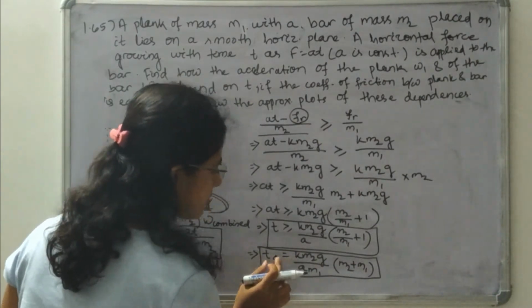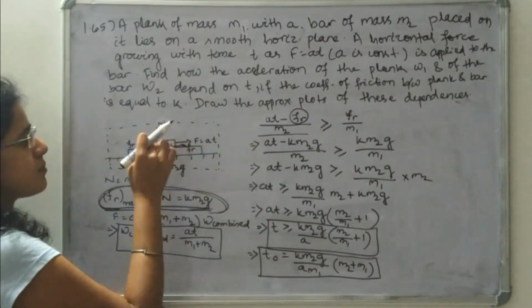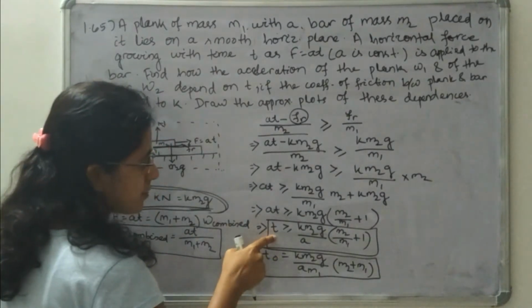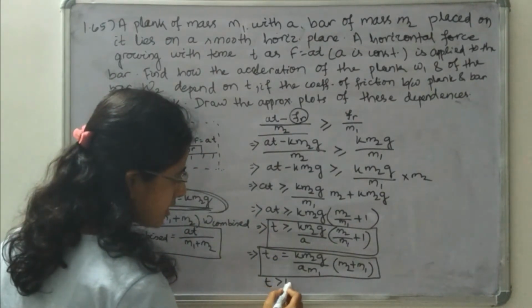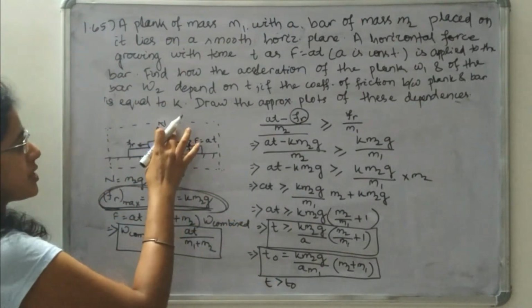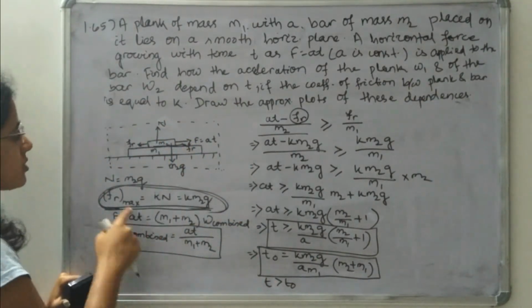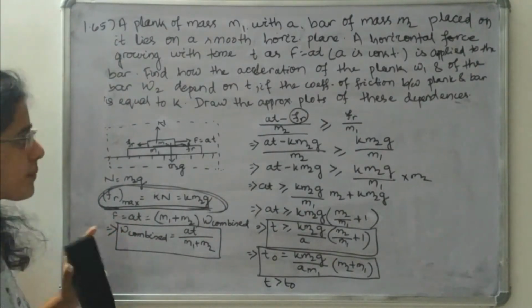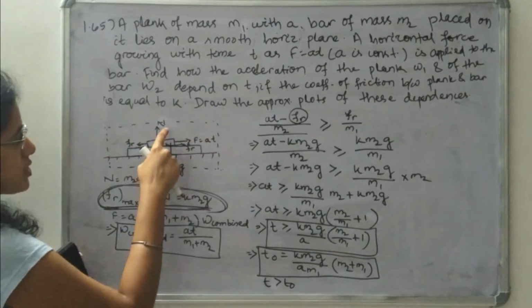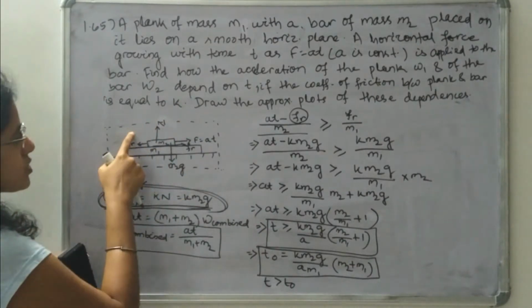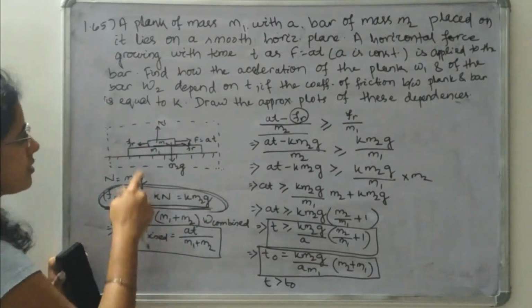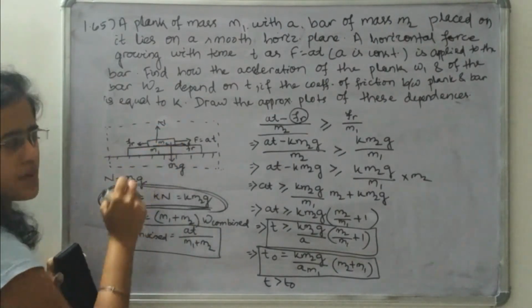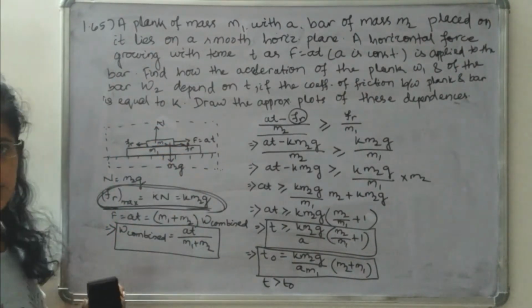For this much time, these two bodies are moving as a system. After this time is reached, after T is greater than T naught, these two bodies are moving separately because the maximum friction has been reached, that is K into m2 into g. You have to understand, if we take these two bodies as a system, then there is no net frictional force, because the frictional force is in this direction for this bar and in this direction for this plank. So these two forces cancel out.